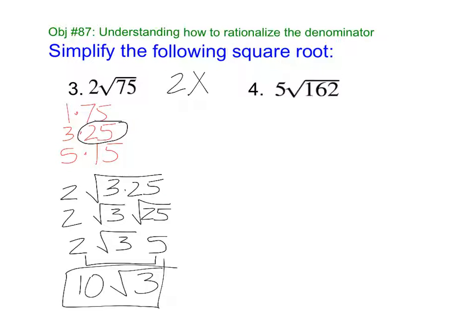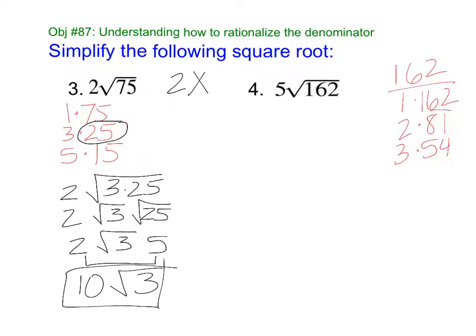All right, last one like this, 162. 1 times 162, 2 times 81, 3 times 54, 4 doesn't work, 5 doesn't work, does 6 work? No, I don't think so.